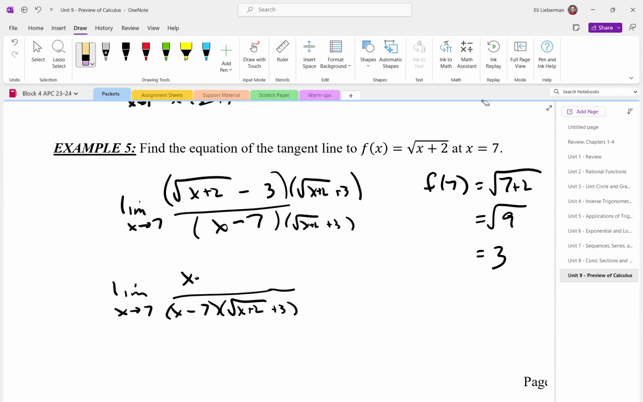That's nice. And then you cancel, then you get 1 over square root of x plus 2 plus 3. Yeah. Cool. And then you plug in 7, and you get 1/6. We get 1/6, is this true? Nicely done. Thank you for letting Brandon continue with that, that's very generous.